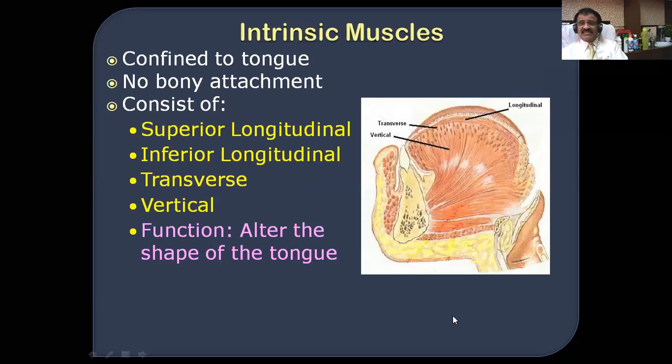The intrinsic muscles, I told you, are inside the tongue and they are confined to the tongue. Confined to the tongue means they are limited only to the tongue, and they do not have any bony origin or bony insertion. They consist of superior longitudinal, inferior longitudinal, transverse and vertical. In other words, you can say 2 longitudinal muscles, 1 transverse and 1 vertical. So altogether 4, and their function is to alter the shape of the tongue. If you take your tongue out of your mouth, you can make a roll of it, you can fold it. So altering the shape of the tongue is the main function of these intrinsic muscles.